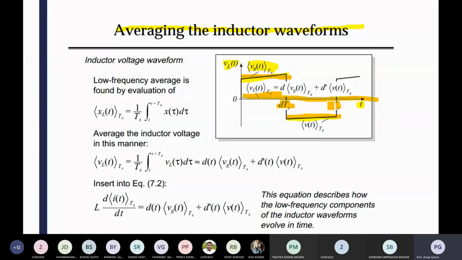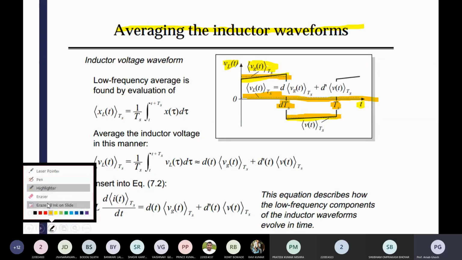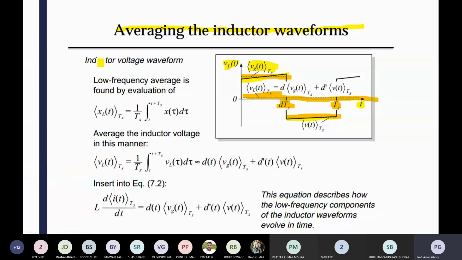So what is your off period? TS minus DTS. Okay, so what is the expression that you are getting from these equations? First, you are considering the inductor voltage waveform. So, what is your expression?